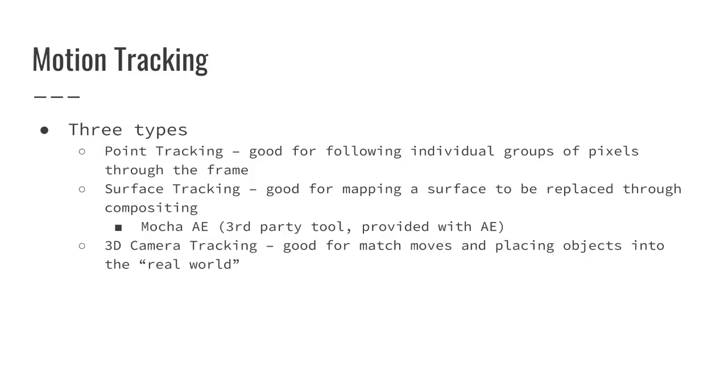So there's point tracking, which is really good for following very, very small individual groups of pixels across the frame. And I chose those words very intentionally. It can be a group of pixels, whatever pixels are next to each other that you want to follow from one point to another. It could be a car, a blade of grass, a person's shirt, which we'll talk about, a dot on a sidewalk, a dot on a green wall, you name it. You can track that motion and then use it to make other layers look like they are following along.